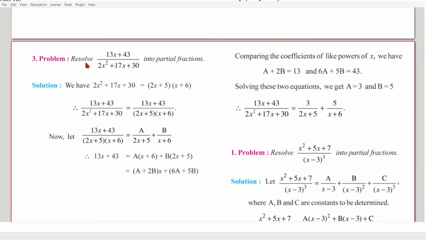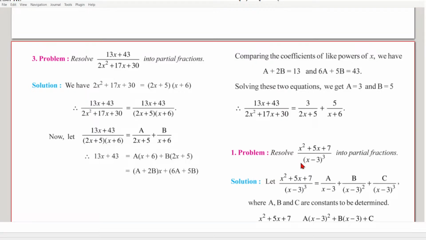Now, see here. Here again, this is a proper fraction, and the denominator again we can break into linear factors. So we can write this 13x plus 3 as a by this one plus b by this one. Again, you compare and figure out what a and b are. Now here, there are three factors, but all are the same.